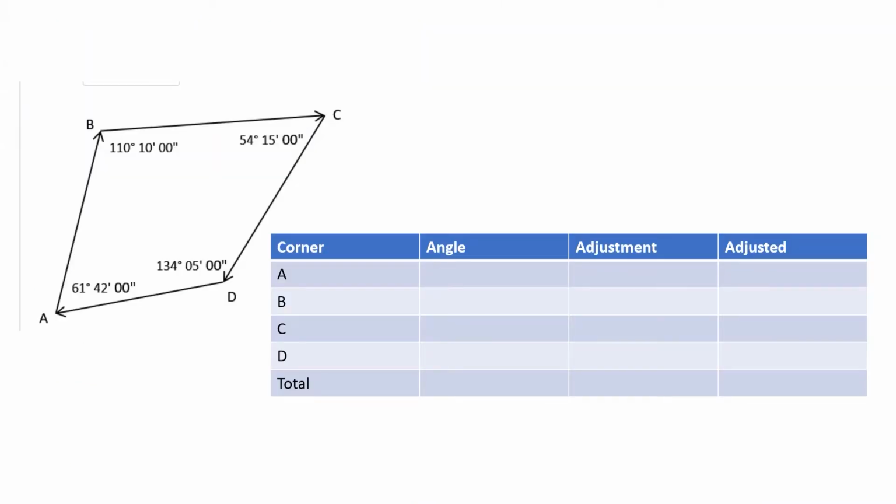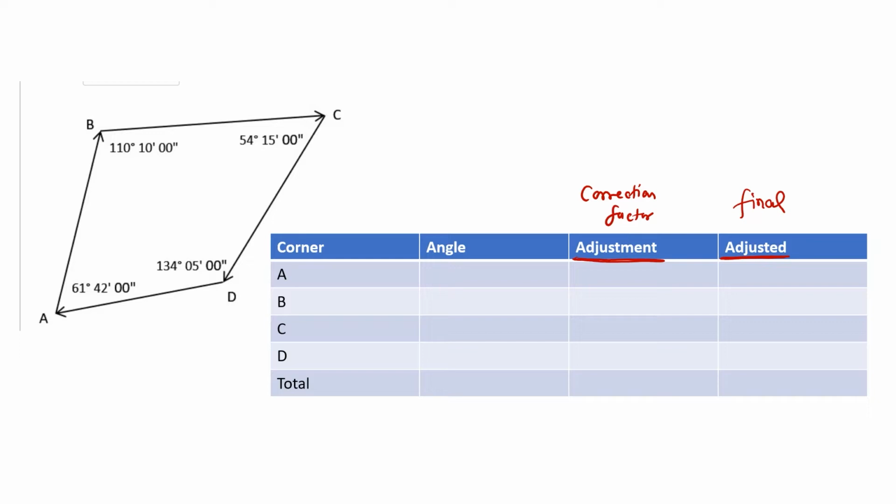Alright, so let us try to solve this problem. Here you're given a traverse with all the interior angles, and you need to find two things. The first one is the adjustment or the correction factor, and the second one is the adjusted value. This is also called the final value. I see some of you are confused between these two terms. Adjustment means the correction factor that you'd apply to each of these angles, and adjusted means the final angle after you apply the correction. So make sure you don't get confused between these two terms.